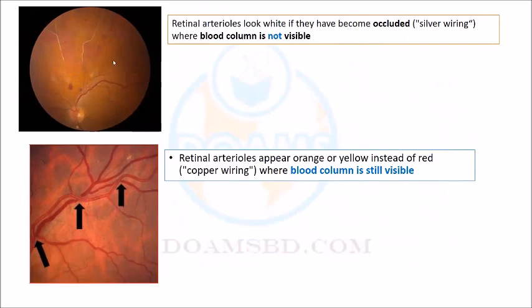Just to show you, this is white. What is the name of that? Silver. So the blood column is not visible. This is silver wiring. But here the blood column is visible in between, right? There is a central line, and beside it there is a blood column. So it's not completely occluded. So this is copper wiring. The blood column is still visible. Copper wiring, silver wiring.